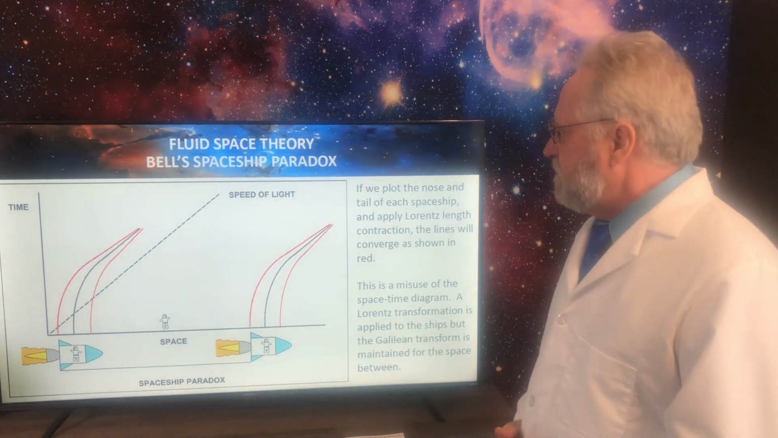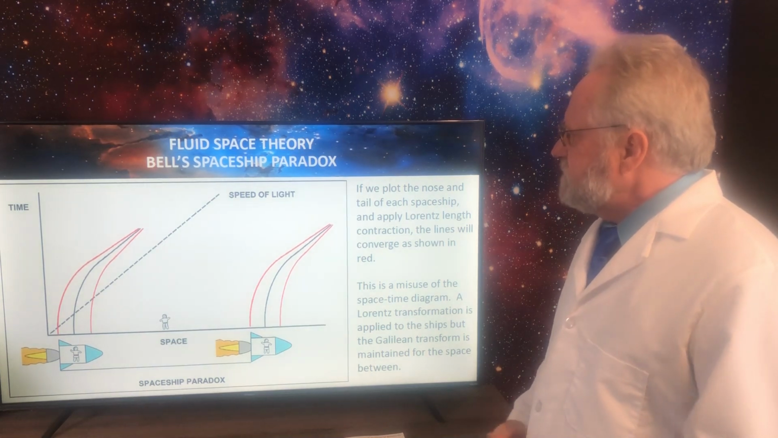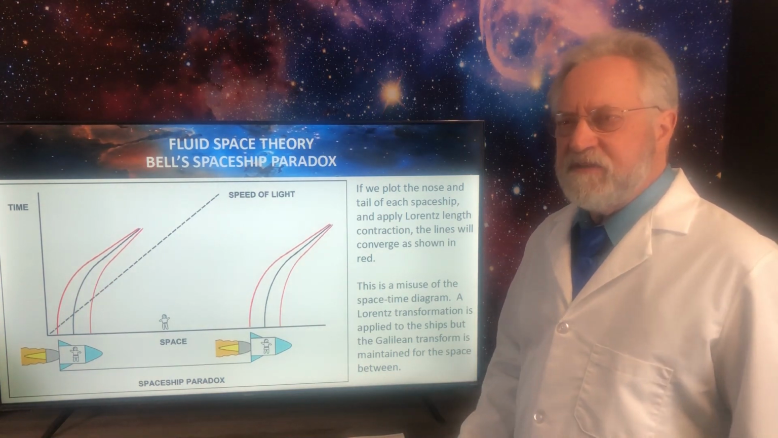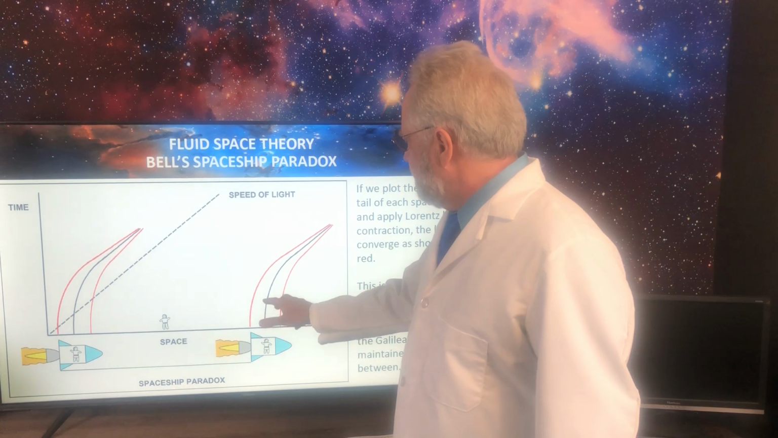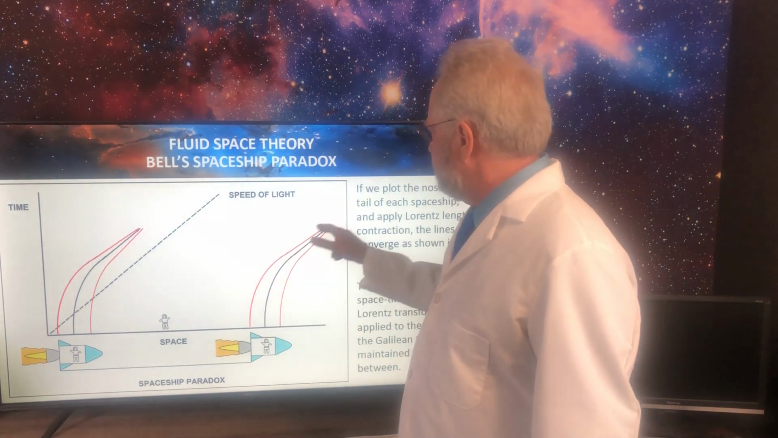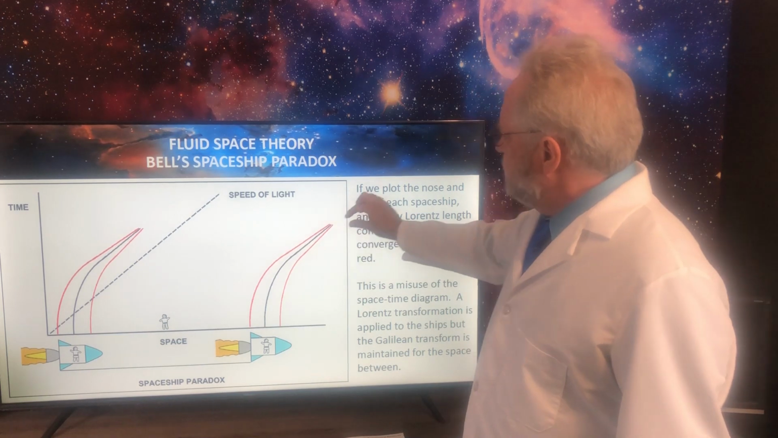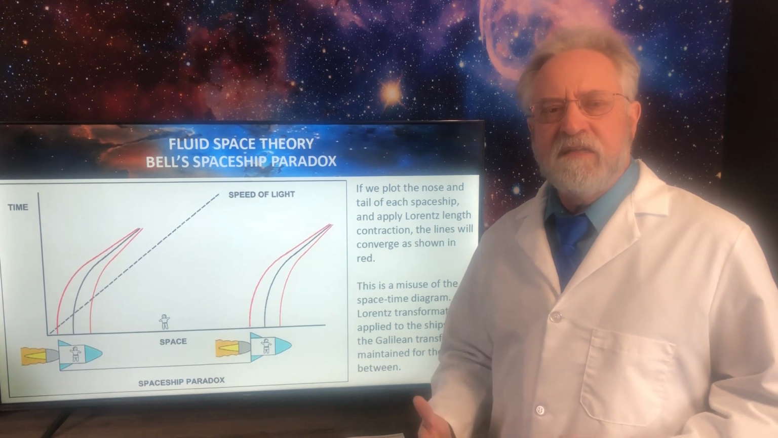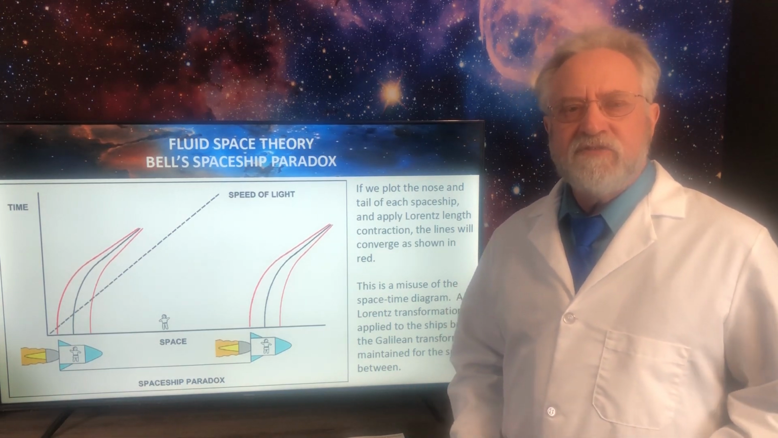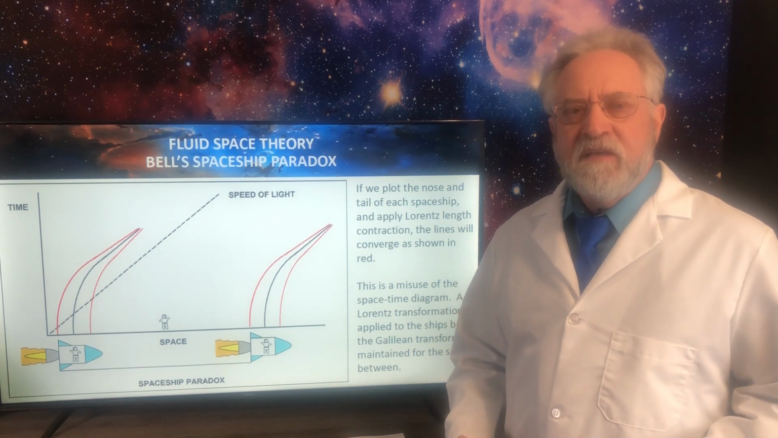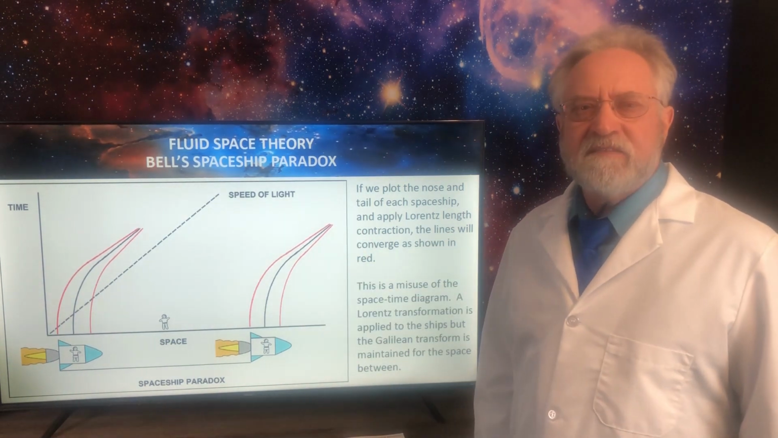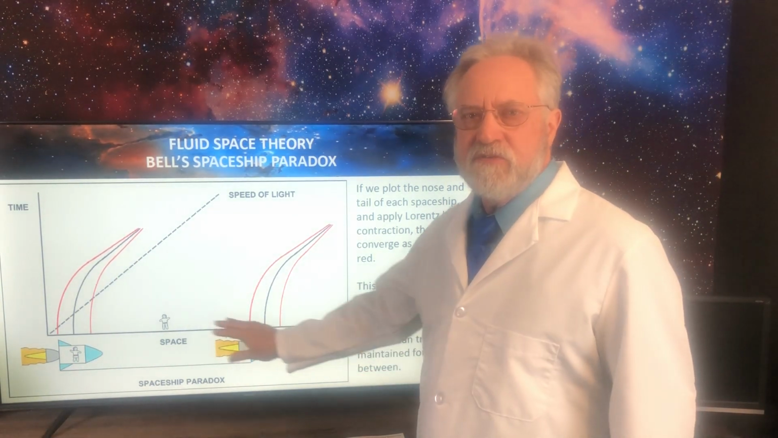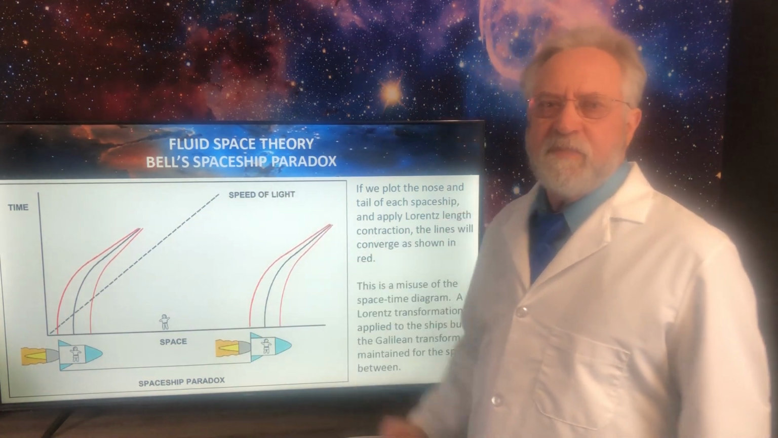So the next thing Bell said in the spaceship paradox is that as these ships become faster and faster and approach the speed of light, they will become length contracted. And if we plot the nose and the tail of each ship compared to the center, those lines will converge. And doing this is consistent with Einstein's space denial philosophy, apply only Lorentz transformations to material objects. This is consistent with the way Einstein said we should do special relativity. We should apply the Lorentz transformation to the ships, but ignore the space in between.